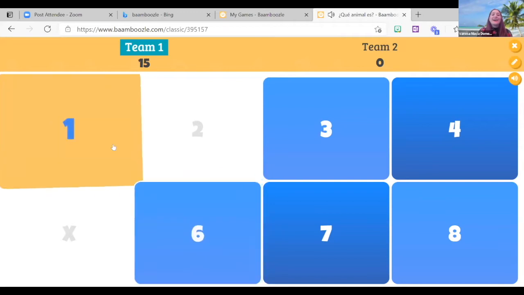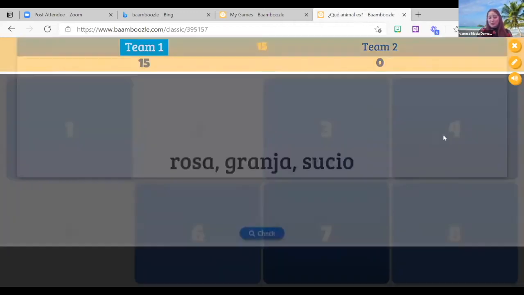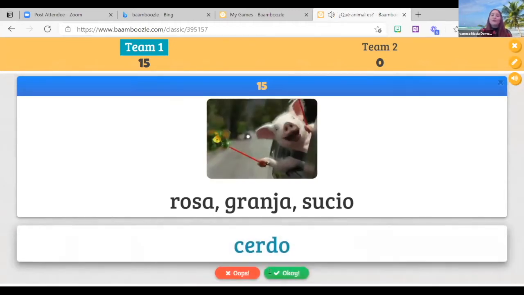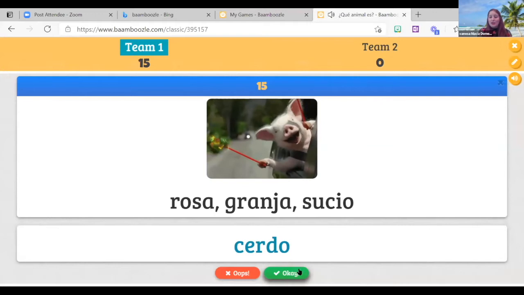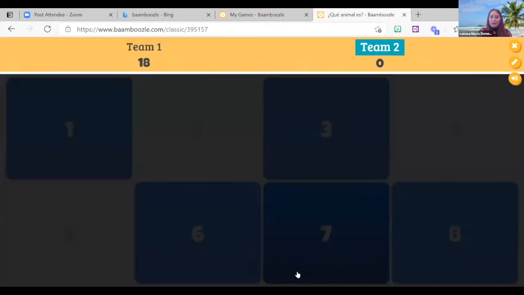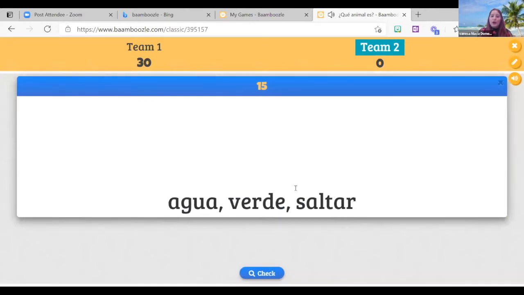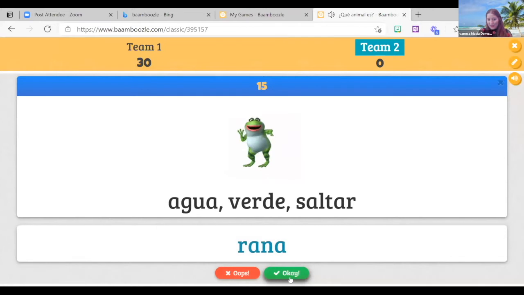Oops. And then team 1, número 4. Rosa, granja, sucio. ¿Qué animal es? What animal is it? And if they say cerdo, then you press OK. Then another team 2. Agua, verde, saltar. ¿Qué animal es?